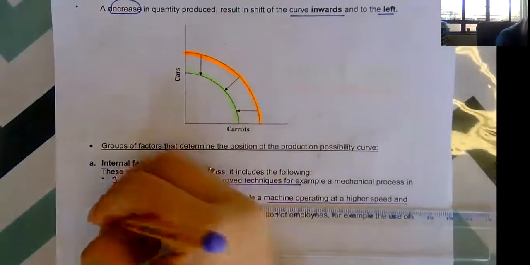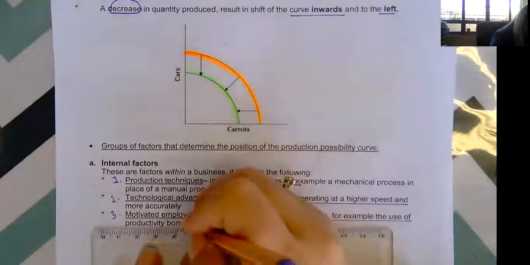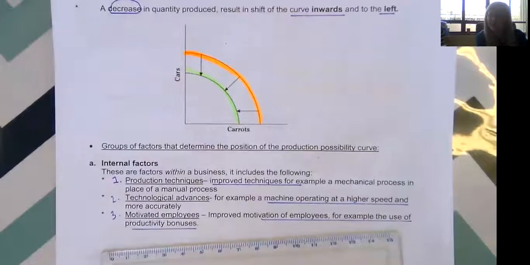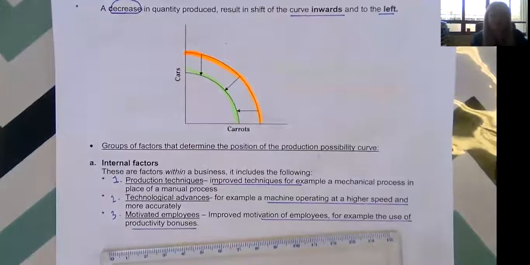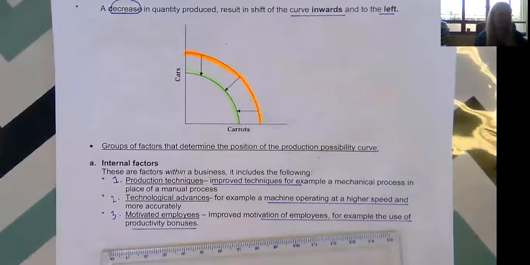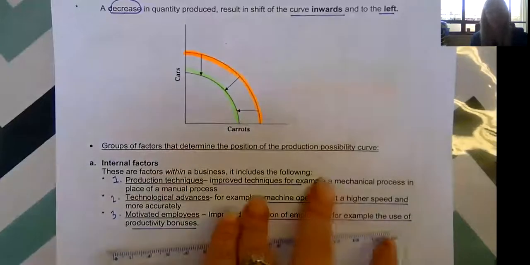Then thirdly, we have motivated employees. So if you motivate them, you say, okay, if you produce 100 products today, you can leave by 5 o'clock. Or if you produce 100 of these products today, you will get an incentive of an extra 1,000 Rand at the end of the month. That is called productivity bonuses. So the more you produce, the more you get back. It's kind of like when you work for commission. So the more policies you write or the more products you sell, the more commission you would earn.